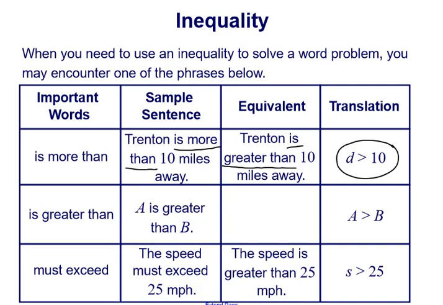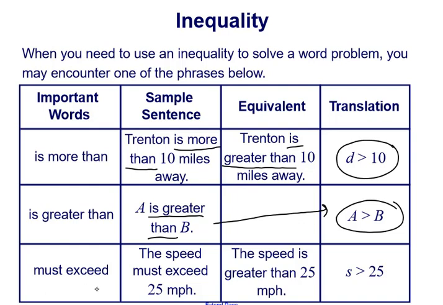Now, if you have "is greater than," such as A is greater than B, you can go straight to the translation with the inequality symbol because we have the variables A and B, and greater than has a symbol. So A is greater than B looks like that. Now, notice it's important when I'm translating, I'm reading the statement from left to right, and then I'm writing it from left to right as well. Very similar to equations and expressions. I'm just interpreting it exactly as I read it.